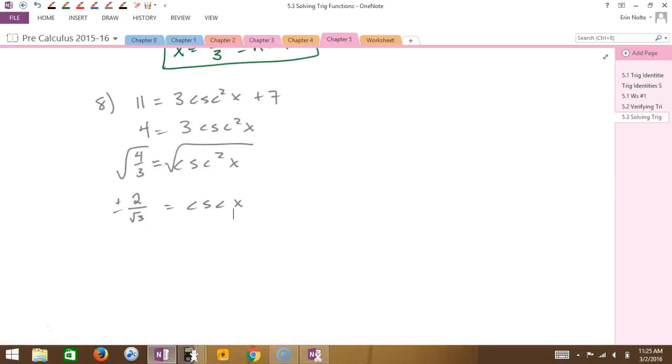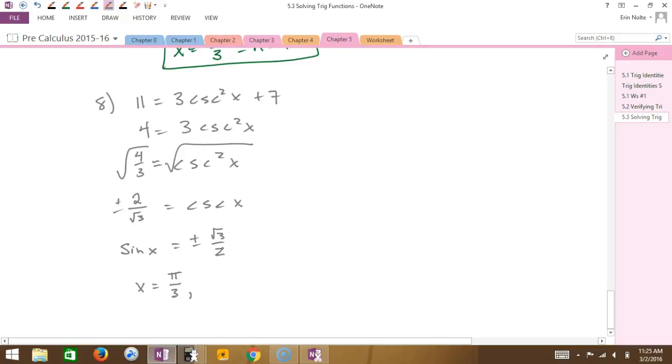So what's the reciprocal of cosecant? Sine. So we got sine of x is equal to square root of 3 over 2. And that's on my unit circle because that's your y. So where is your y? A positive or a negative square root of 3 over 2. Pi over 3. And then it can't be 2 pi over 3 because that's second quadrant.